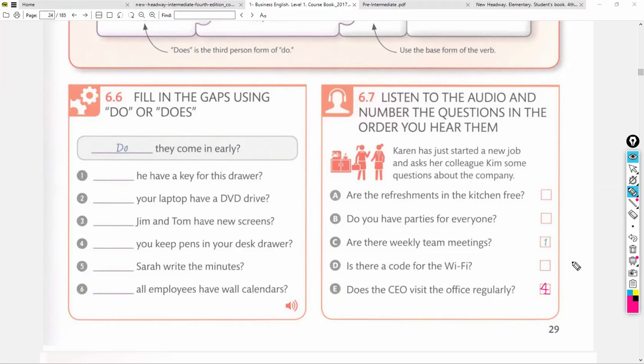Answer A, number 5. Letter A is 5. Yes. Answer B, number 6. Answer B is number 6. Okay. Do you understand the question, Subhi? The question is, I have to arrange the questions according to the order concerning the speaker. Which question is number one? Are there weekly team meetings?